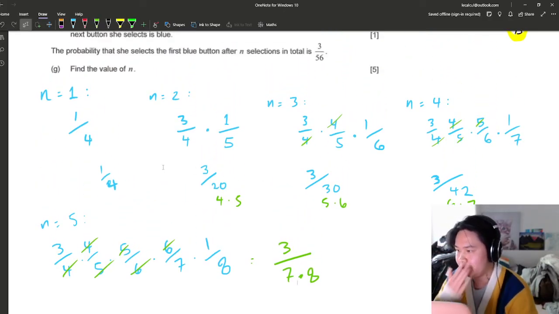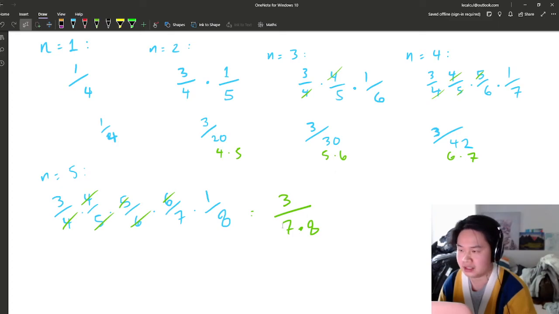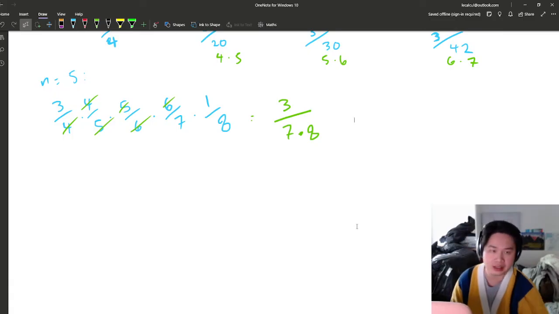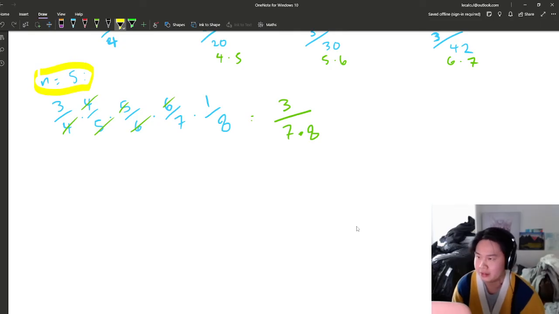Okay, aside from the very first one, all the numerators are 3, and then the denominator is always just going to be 2 consecutive numbers, right? So this is what I'm trying to do. I'm going to try to relate the number 5, or n, with these two numbers. And I think that if you take a look, this one is always n plus 2, and then this one's always n plus 3, right?